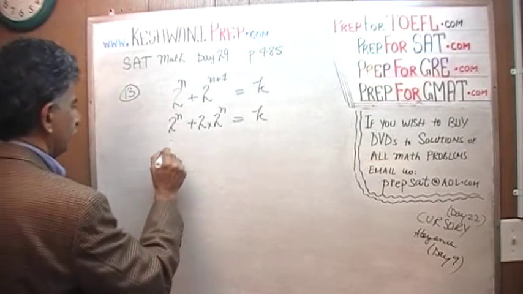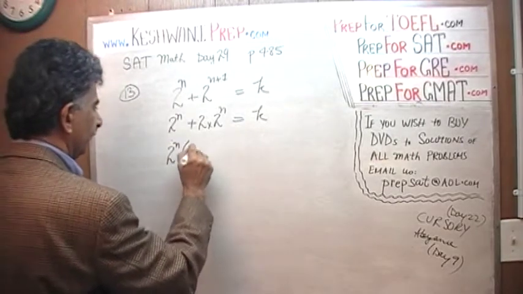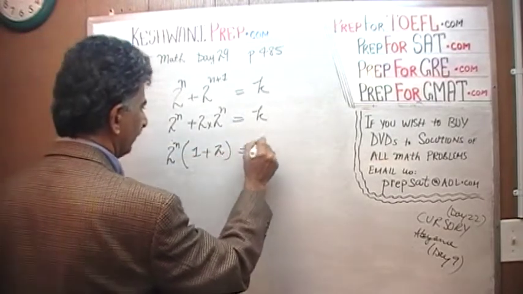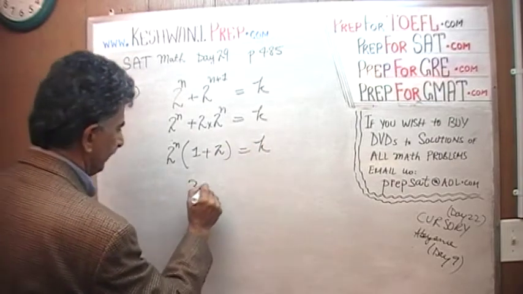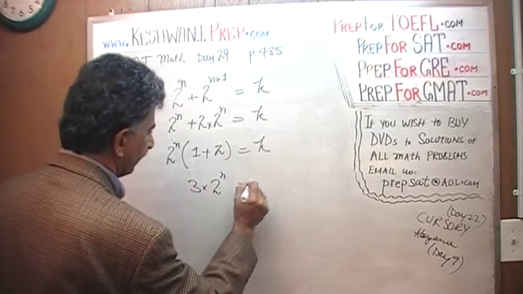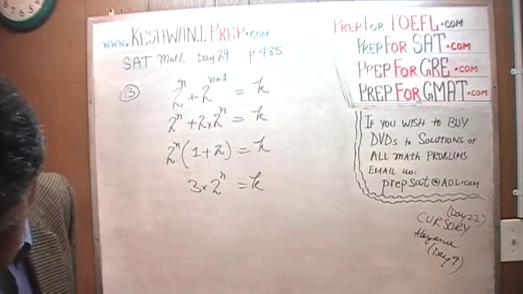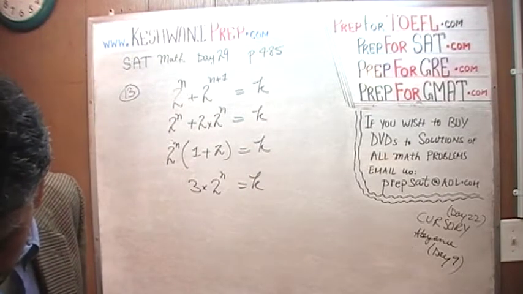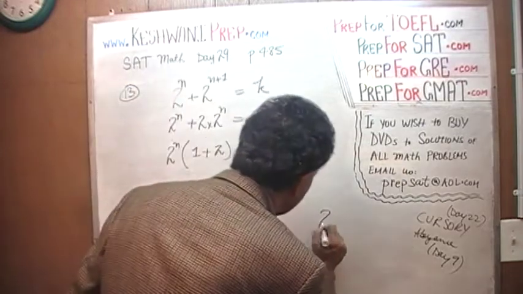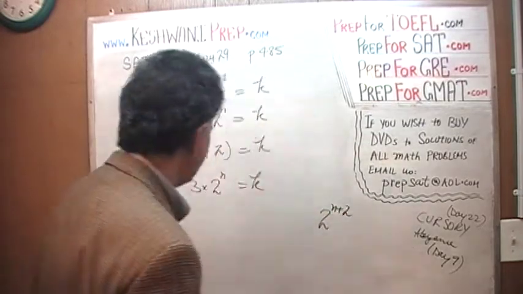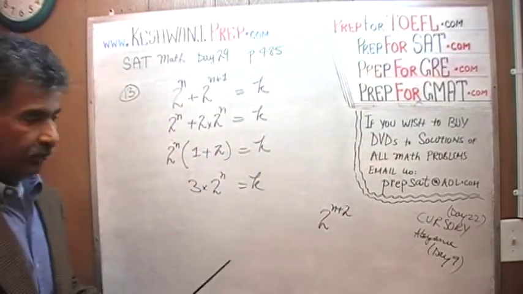So let's take out 2 raised to n common. So we're left with 1 plus 2 equals k, which of course is the same as 3 times 2 raised to n equals k. Now the question is, how much is 2 raised to n plus 2? We have 2 raised to n, we don't have n plus 2.